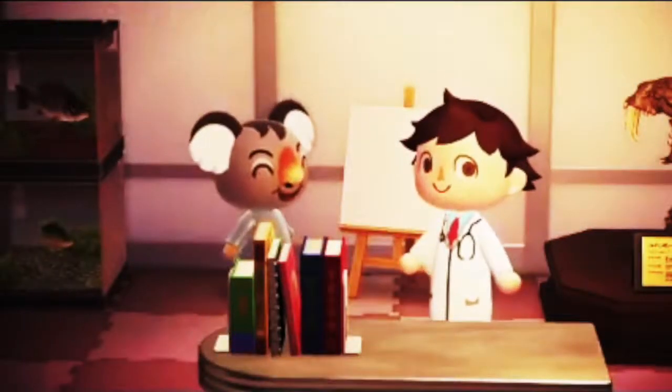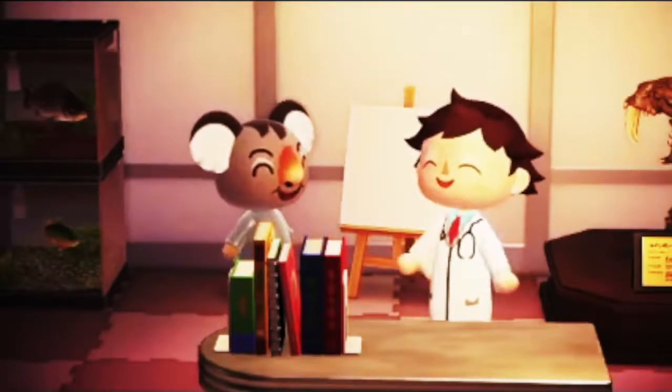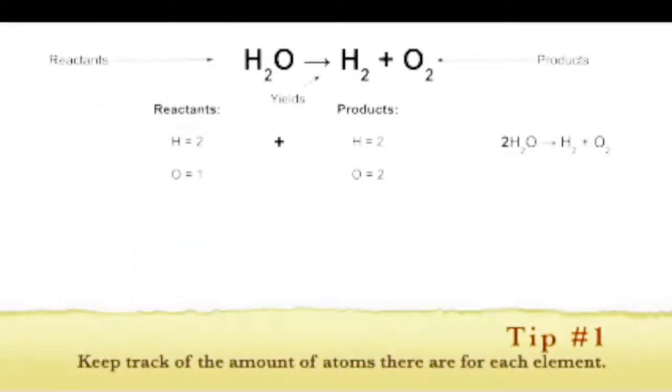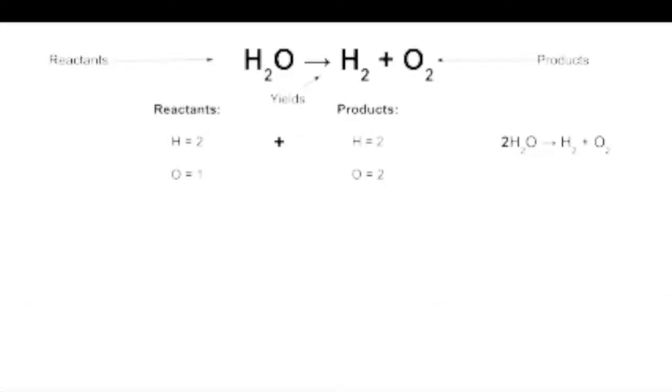Hey, that makes sense so far. Could you show me an example? Sure, let's start easy. I'm going to walk you through the steps on how to solve this equation. H2O yields H2 plus O2. The first thing you want to do is calculate how much of each element is on both sides of the arrow, which means yields, by the way.